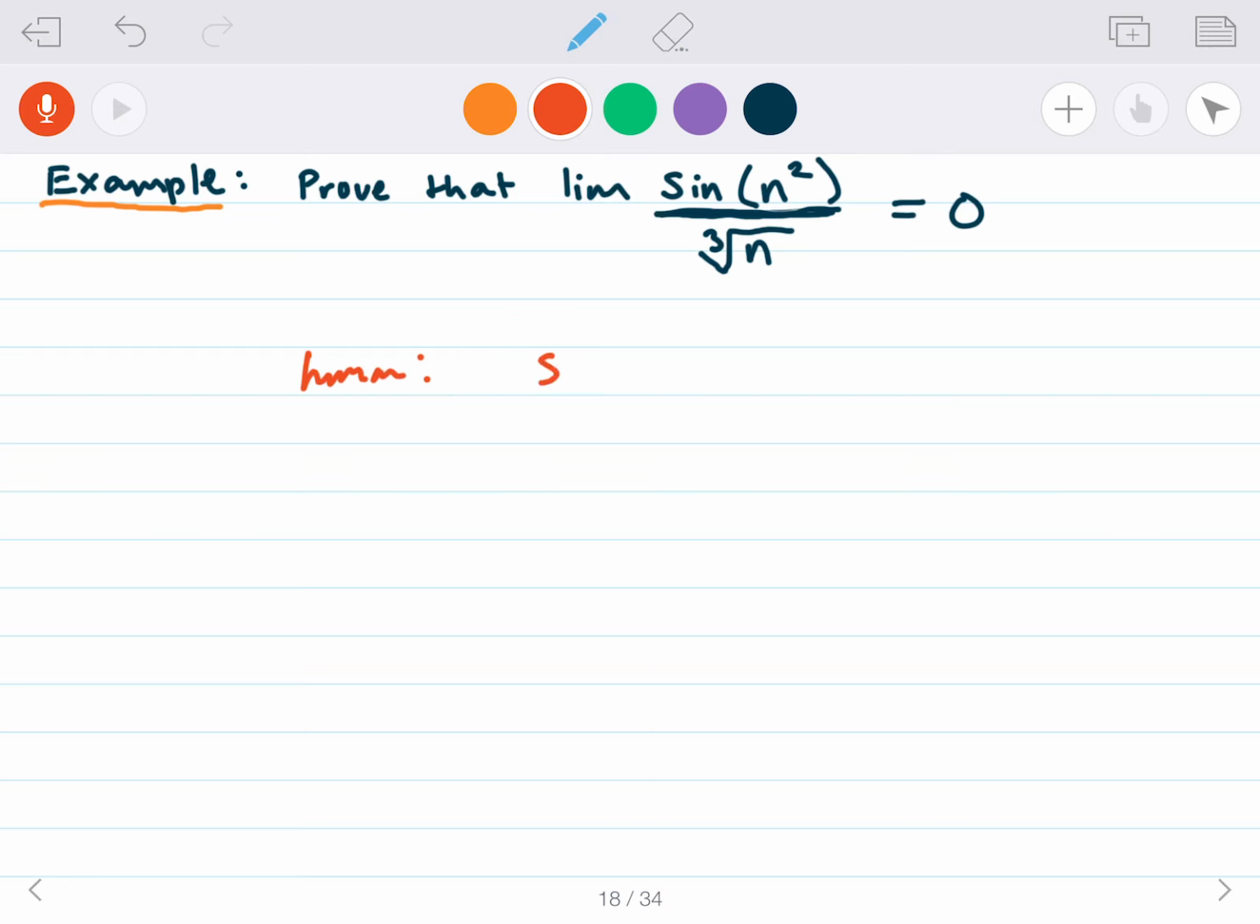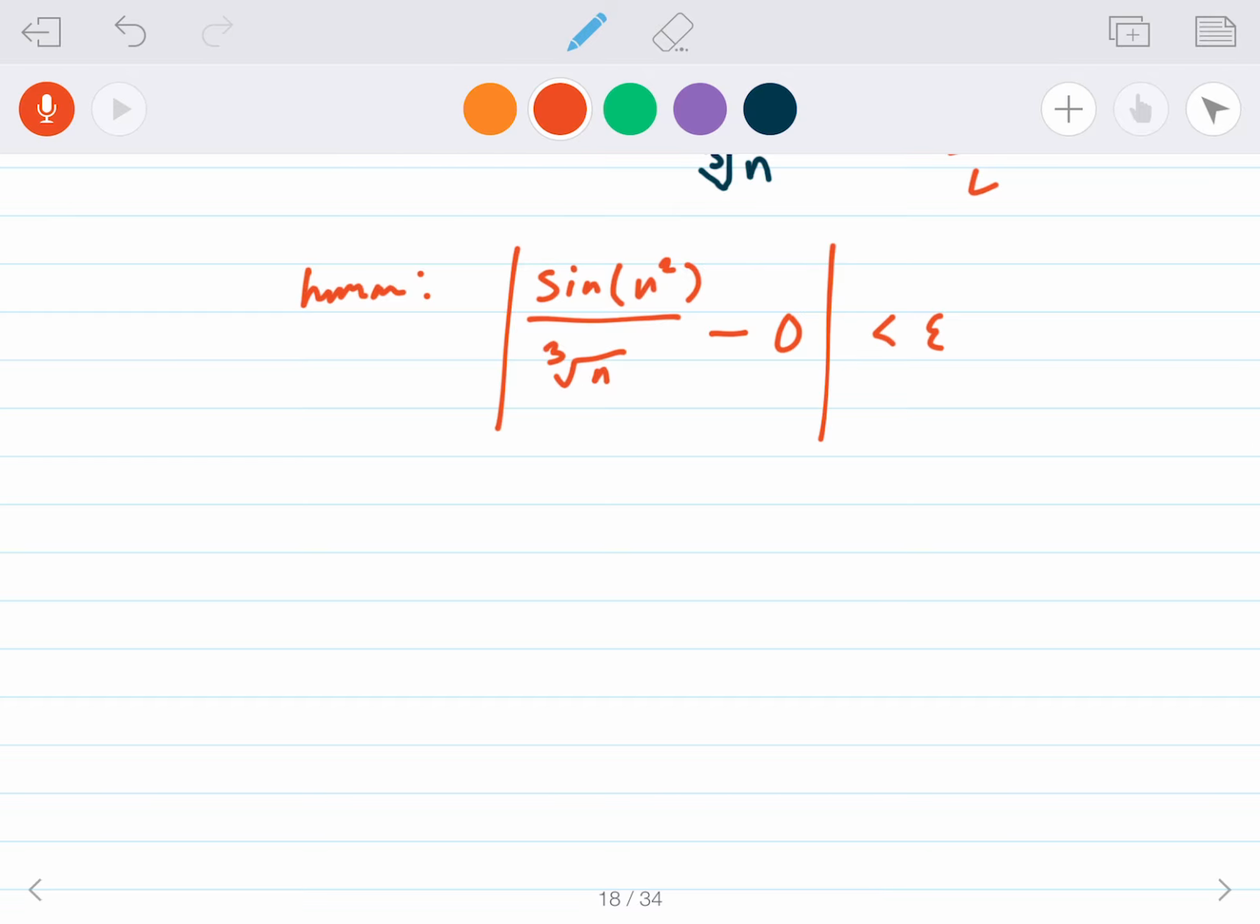Let's try it. So if we start from the end goal, absolute value of the sequence minus 0, that's our limit candidate. We want this less than epsilon, okay? And so we have sine of n squared over root n less than epsilon. Okay, so we have some problems here. So what do you think the problems are?